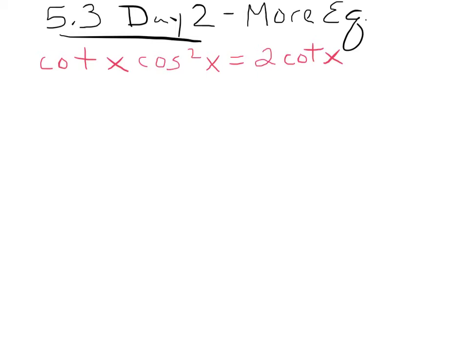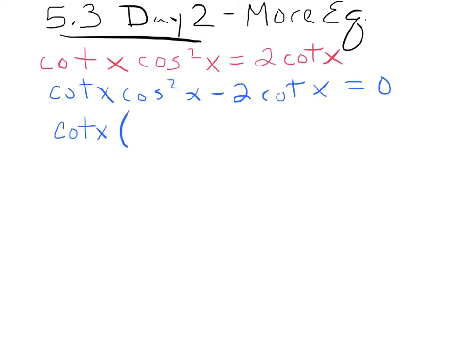So what we're going to do here is get everything on one side and set it equal to 0. So cotangent x cosine squared x minus 2 cotangent x equals 0. Okay? And the reason we've done that is because there were a couple of terms that had cotangents in them, so now we can factor out the cotangent. And when we factor out the cotangent of x, we'll be left with cosine squared x minus 2 equals 0.